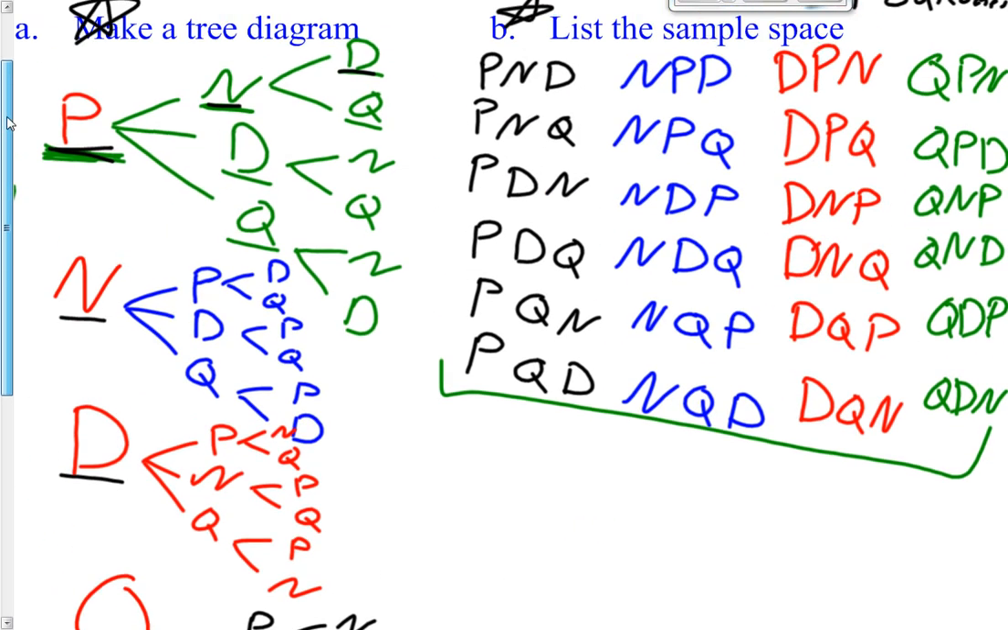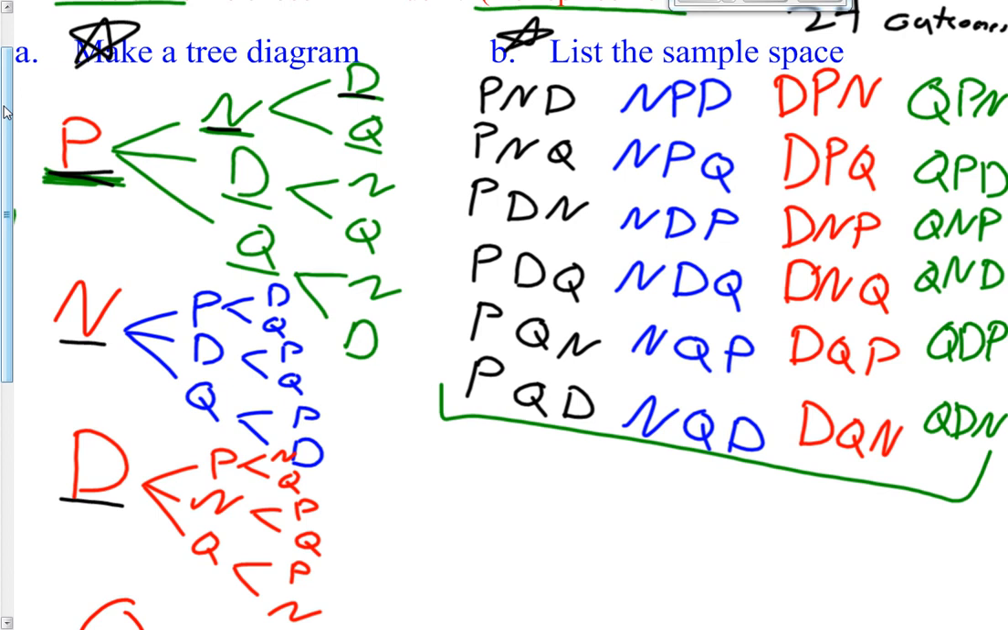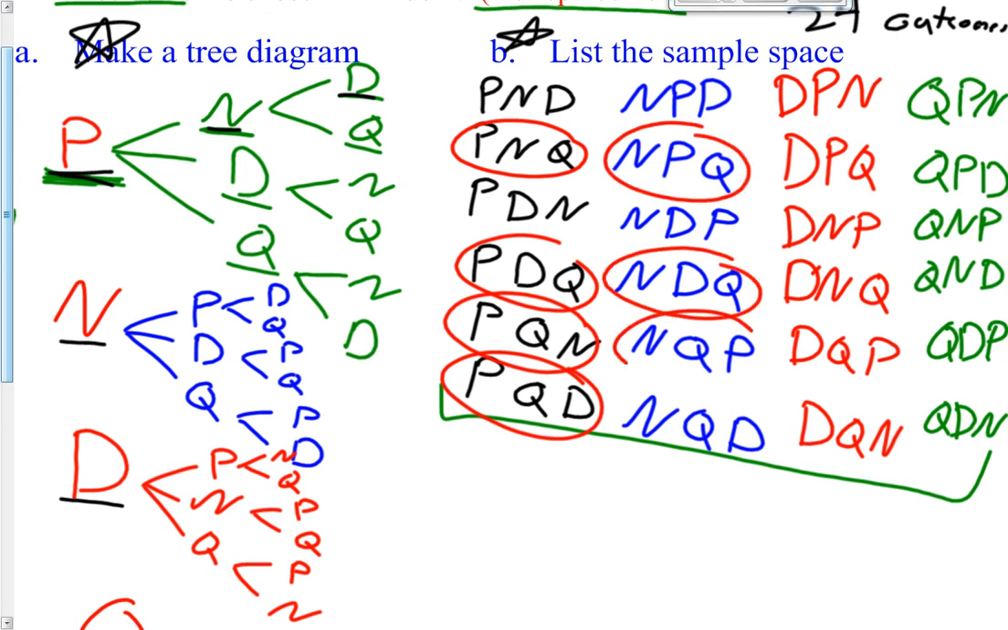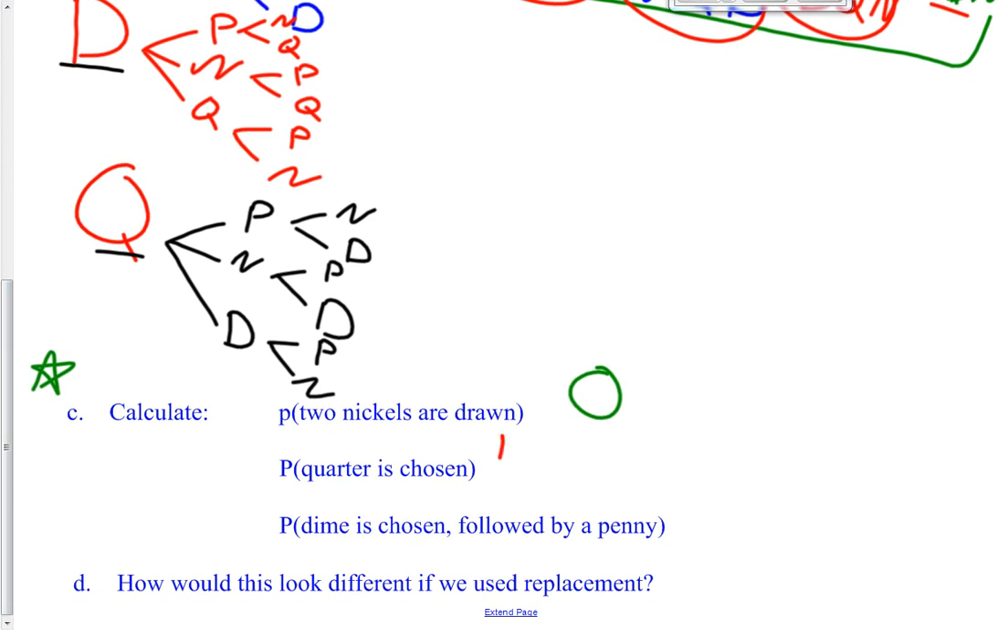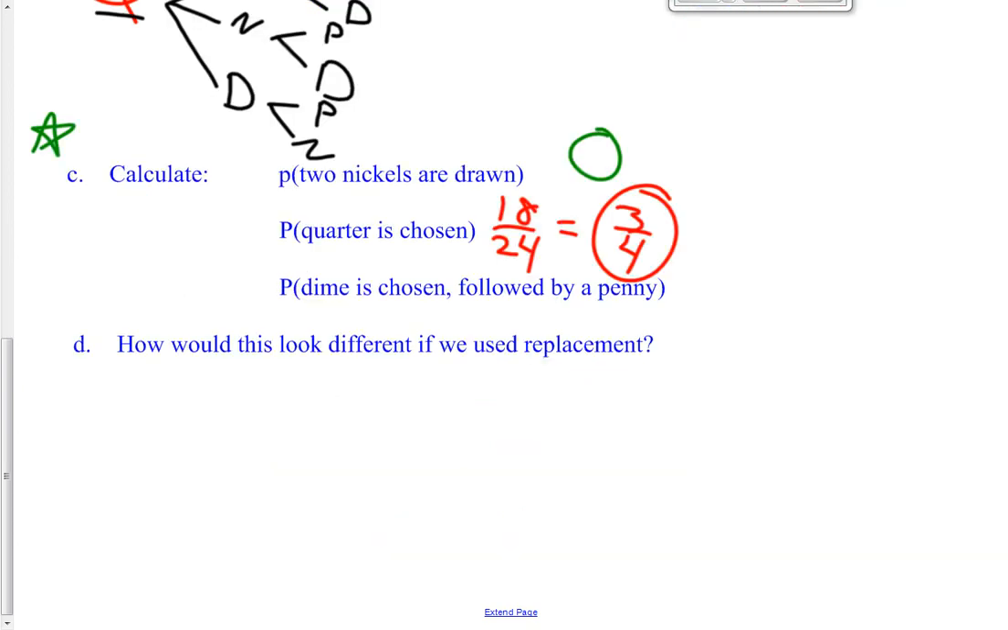So now what's the probability of a quarter being chosen? So we're going to count all of the ones that have a Q in it. So we have 1, 2, 3, 4, 5, 6, 7, 8, and 9, 10, 11, 12, 13, 14, 15, 16, 17, 18. Boom. Missed one. So there are 18 possibilities of drawing a quarter. So 18 possibilities out of the total 24. And 18/24ths reduces to 3/4. When you draw 3 coins, you're likely to draw a quarter. 3/4 probability says you're going to.